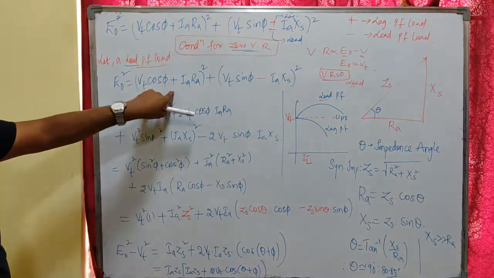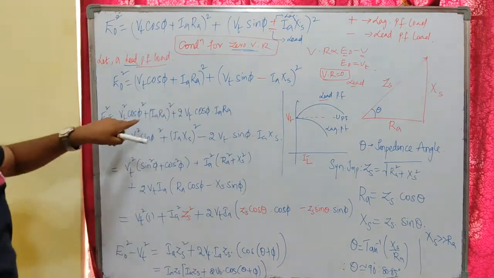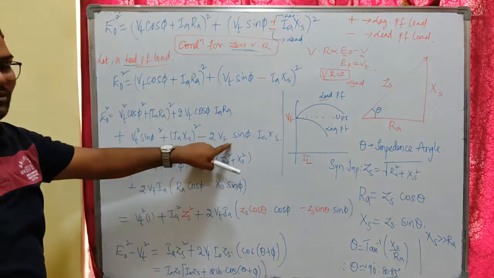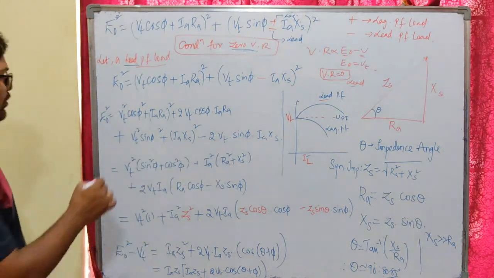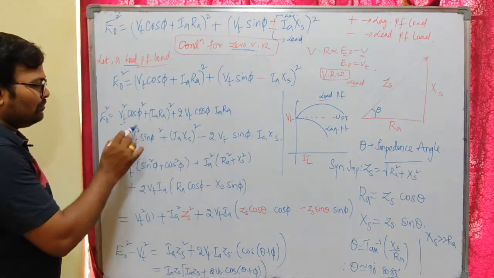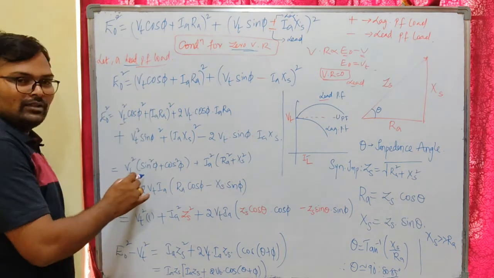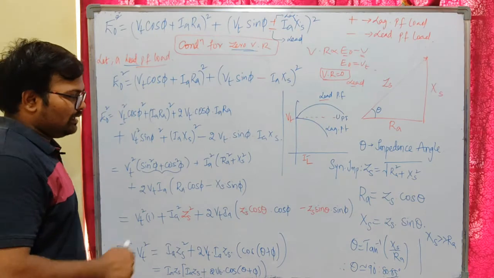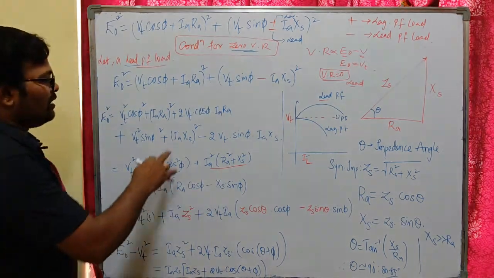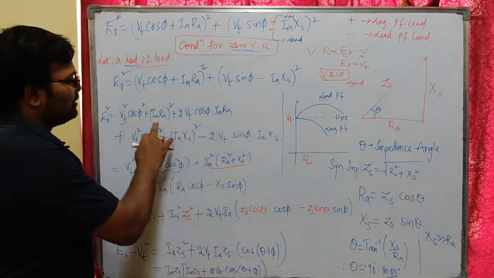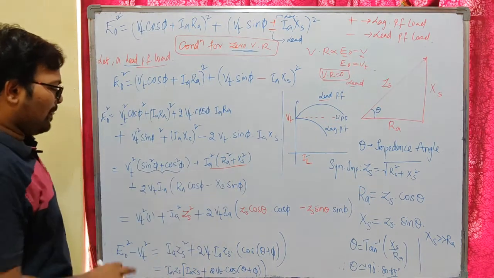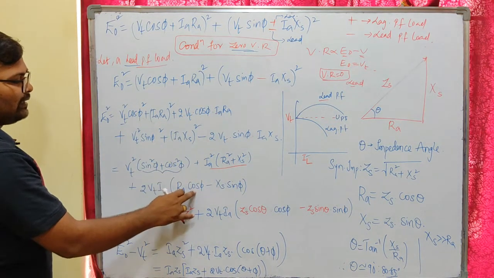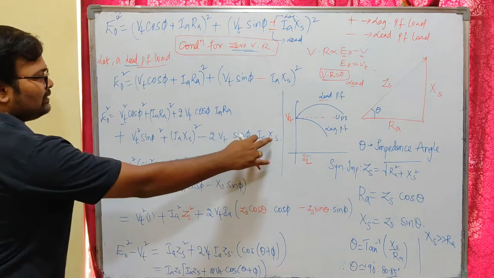If I expand this, (a plus b) whole square and (a minus b) whole square, the expression will become a square plus b square plus 2ab, and a square plus b square minus 2ab. Now I am going to take Vt square common, so that will become sin phi square and cos phi square. This sum will become 1, since sin square theta plus cos square theta equals 1. And here this is Ia square, I have taken Ia square common, that will become Ra square plus Xs square, plus 2 Vt Ia, which is common, times Ra cos phi minus Xs sin phi.